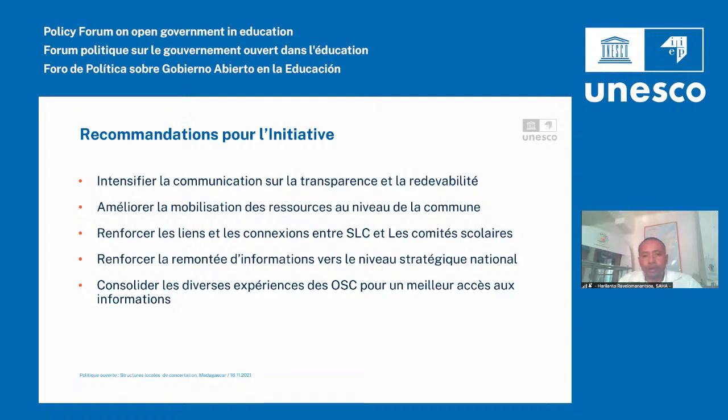We also have to strengthen ties and connections between local consultation structures and the school management committees. We also need to strengthen feedback to the national strategic level, because there are so many things that don't depend only on the local level. So the national strategic level should be kept abreast of all problems and developments. And in order to make sure that this initiative is long-lasting, we must consolidate the diverse experience of civil society organizations in order to guarantee better information access.